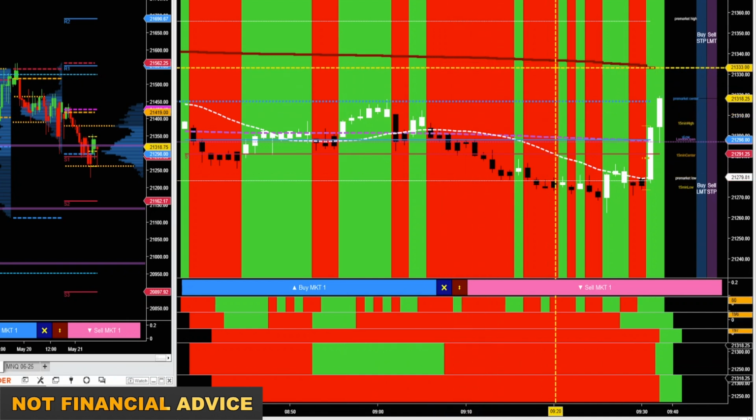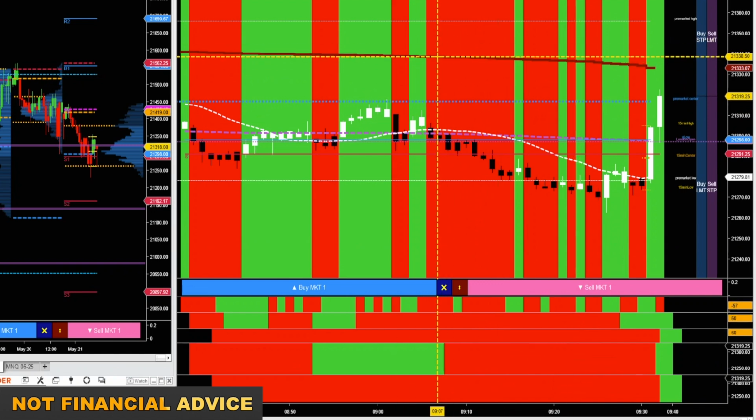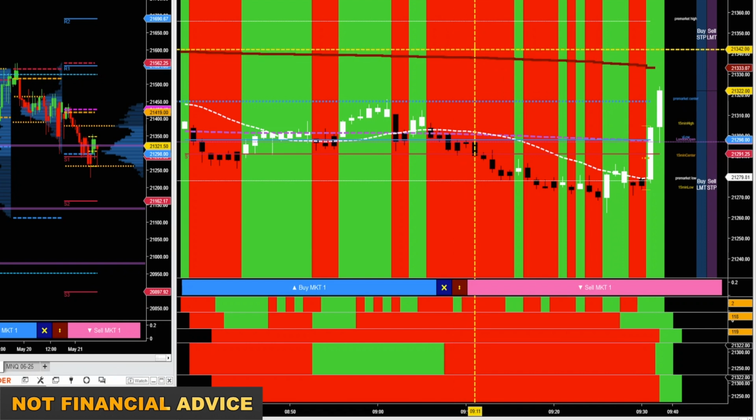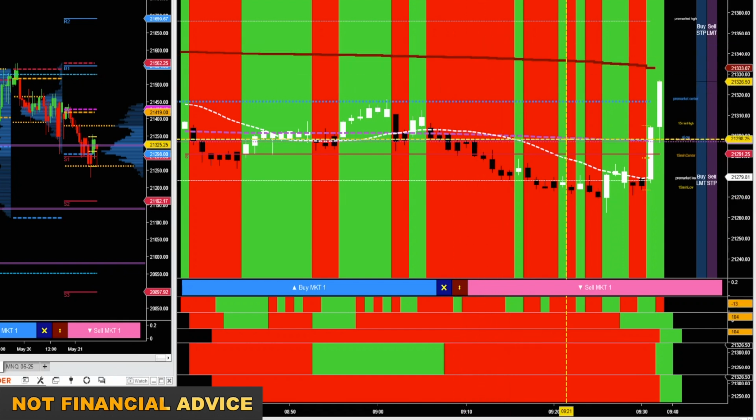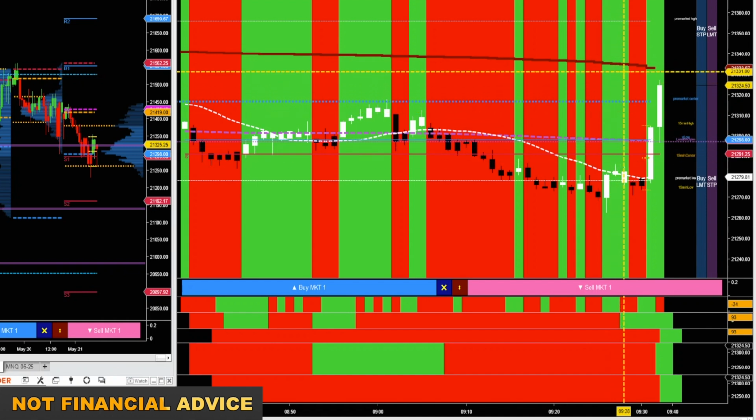I've got VWAP up here. I've changed the VWAP color to dark red and dark green so it shows up. If I left it red, it would be invisible with this red background. I do love a good VWAP bounce. This is a very big move. Would expect some retracement, some hold up at VWAP.